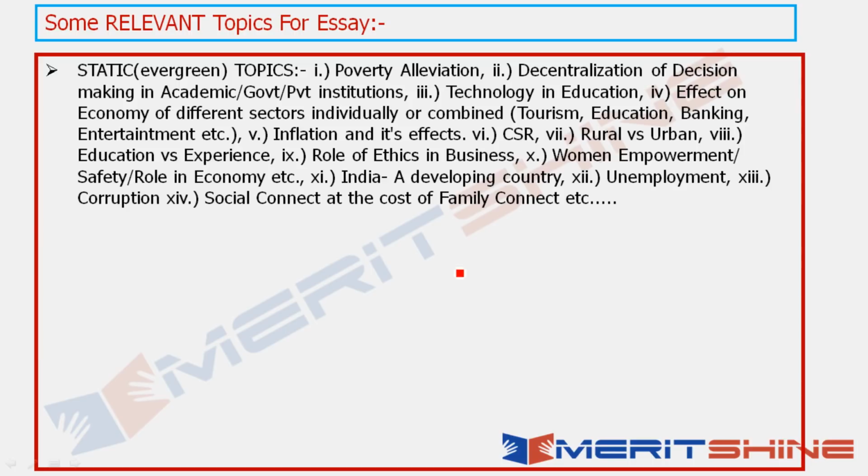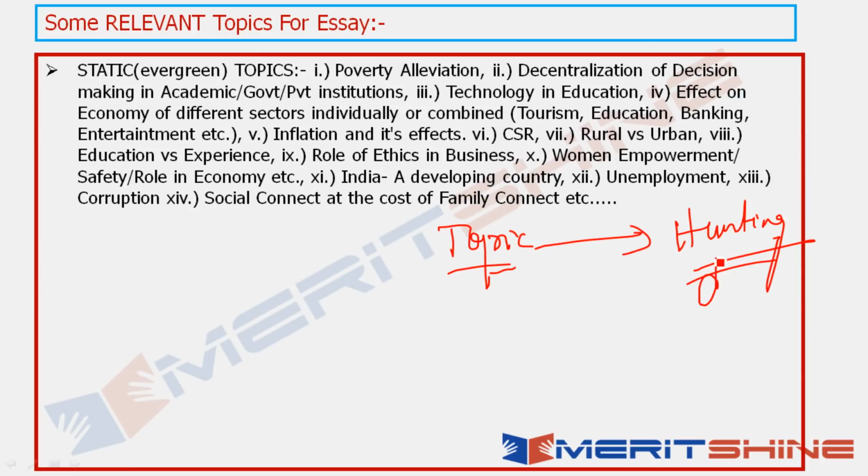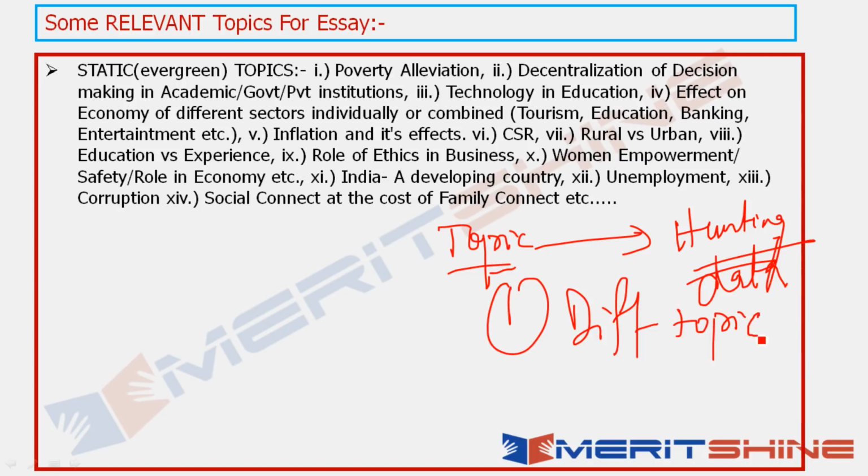This is something a lot of people are wasting time on nowadays. You take a topic and what do you do? You go and start hunting data. Don't do that, my dear friends. Hunting data is a waste of time, because first of all, it's not practical. In the exam, you might get a different topic, right? So where will you hunt data for that? You cannot hunt data for that. So you will have to do with whatever data you have with yourself at that moment, right? Now, if this is a possibility in the exam, why not practice for that possibility?